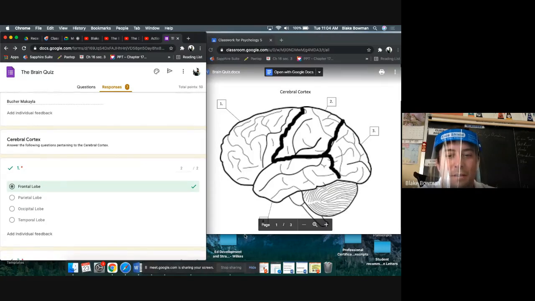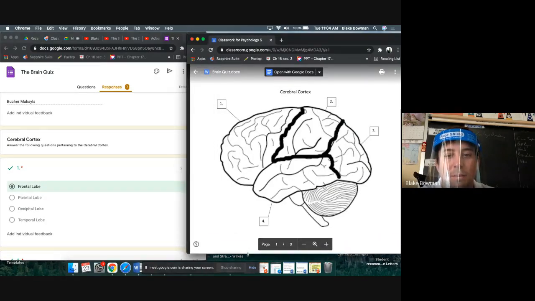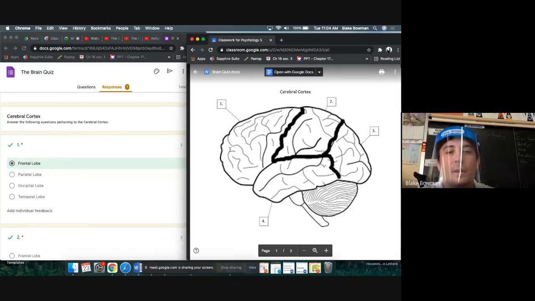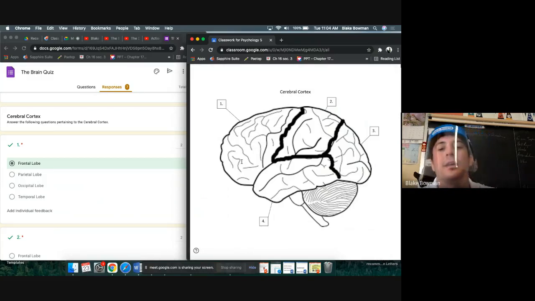All right. So the cerebral cortex here. We went over this on Thursday. Number one, we have the frontal lobe. We talked about how that's just right behind the forehead. Different processes of planning, understanding, and different types of cognition developed there in the frontal cortex.